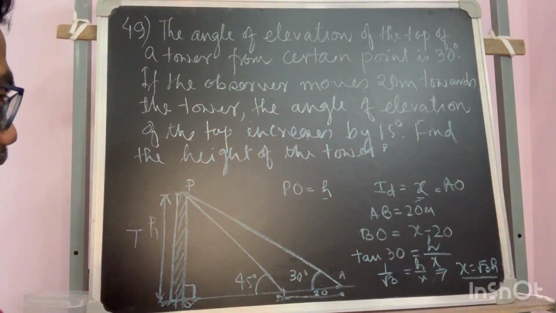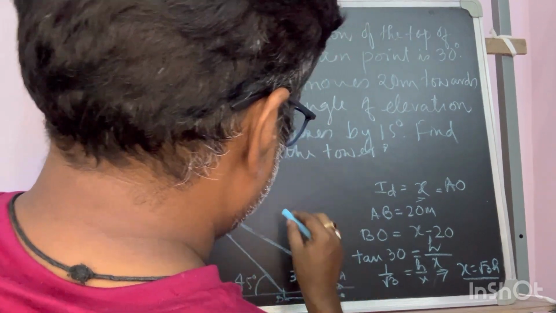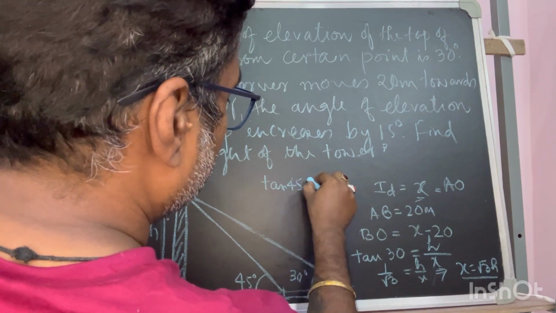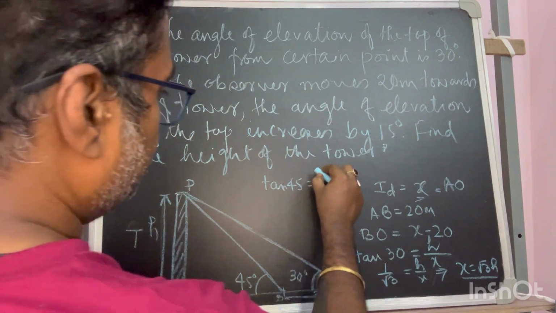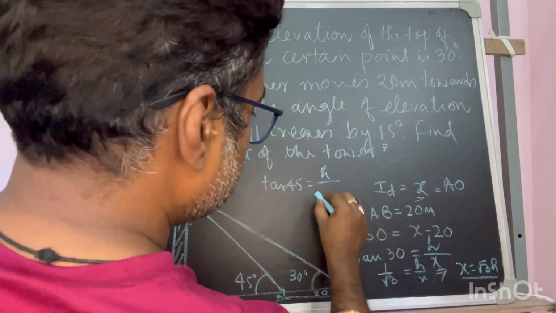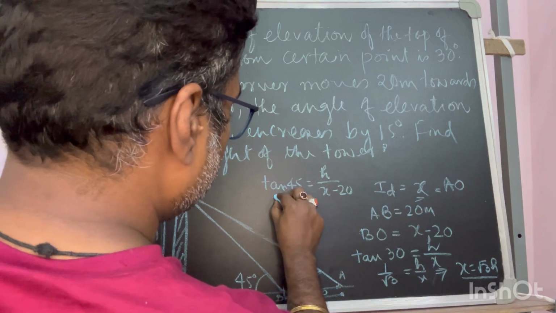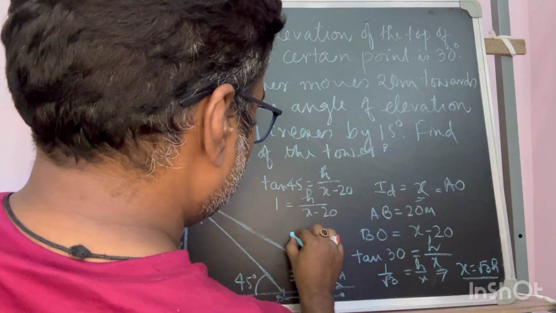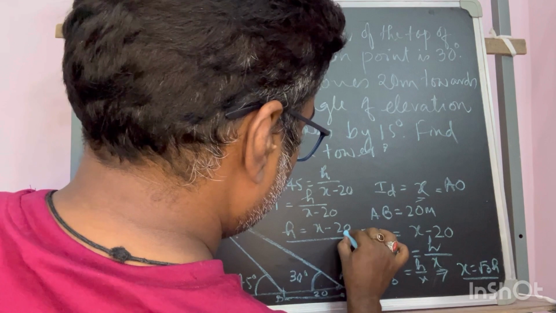Now consider the second equation. Tan of 45. By this triangle, that is h upon BO, and BO is x minus 20. Tan 45 is 1, so 1 is equal to h upon x minus 20. So h is equal to x minus 20. So this is my second equation.